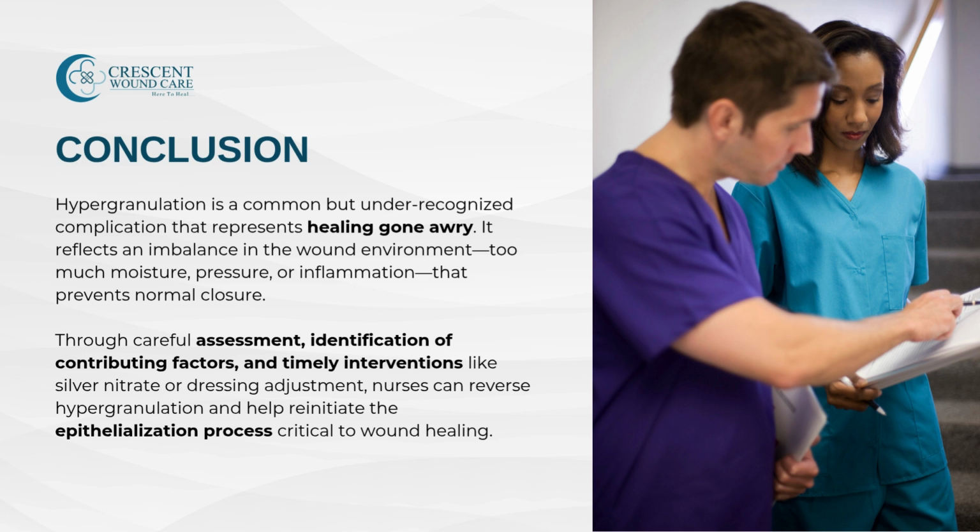Hypergranulation represents a healing imbalance. Too much moisture, pressure, or inflammation blocks wound closure. Timely identification and targeted treatment, such as silver nitrate, moisture control, or debridement, are key. With appropriate nursing care and patient education, hypergranulation can be reversed, restarting the epithelialization process and restoring proper healing.